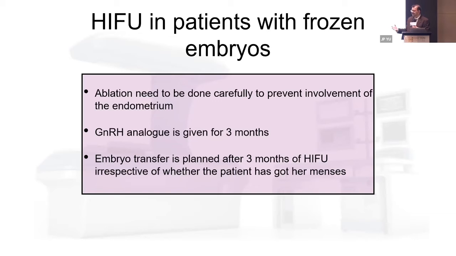And the remaining 10, 20%, what is going to happen is it's going to grow back. So when we do the ablation, and then we give them GnRH analog, at 3 months, the uterus is the smallest. And this is the best time to do the embryo transfer. This is my theory. I hope I can publish this concept.